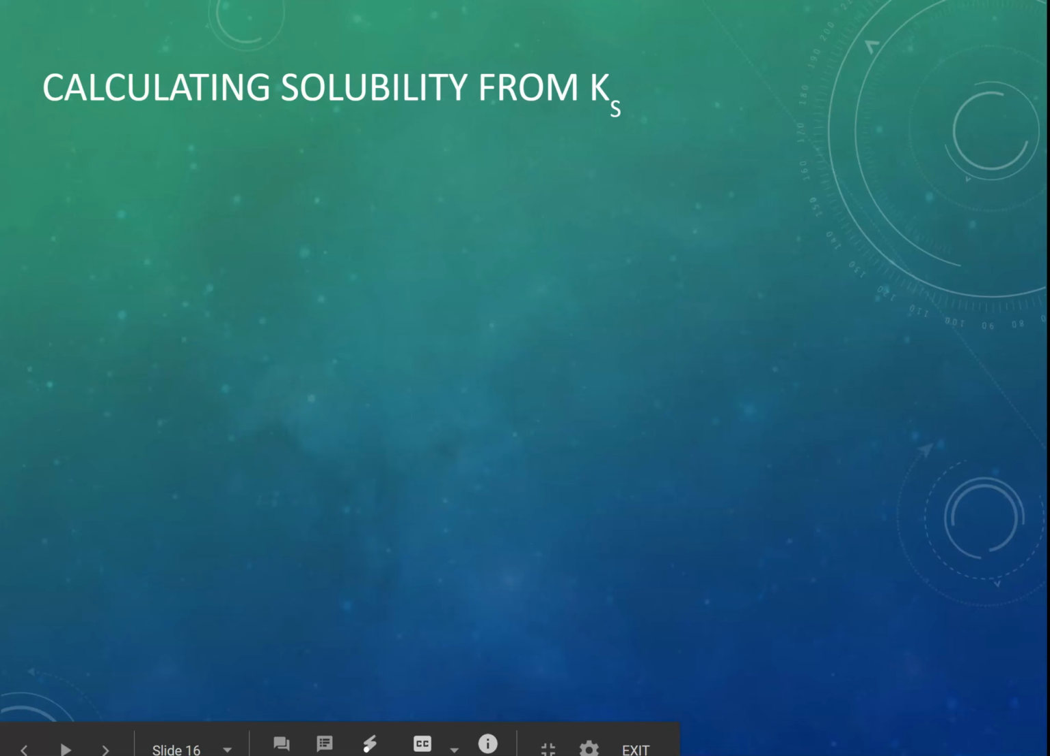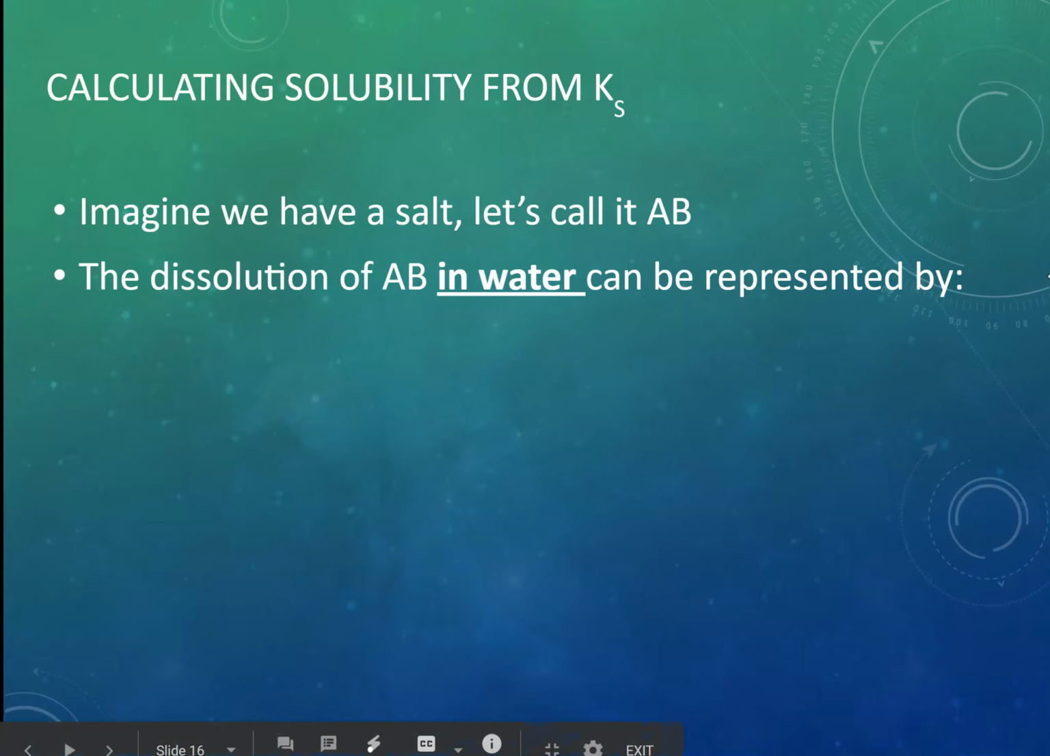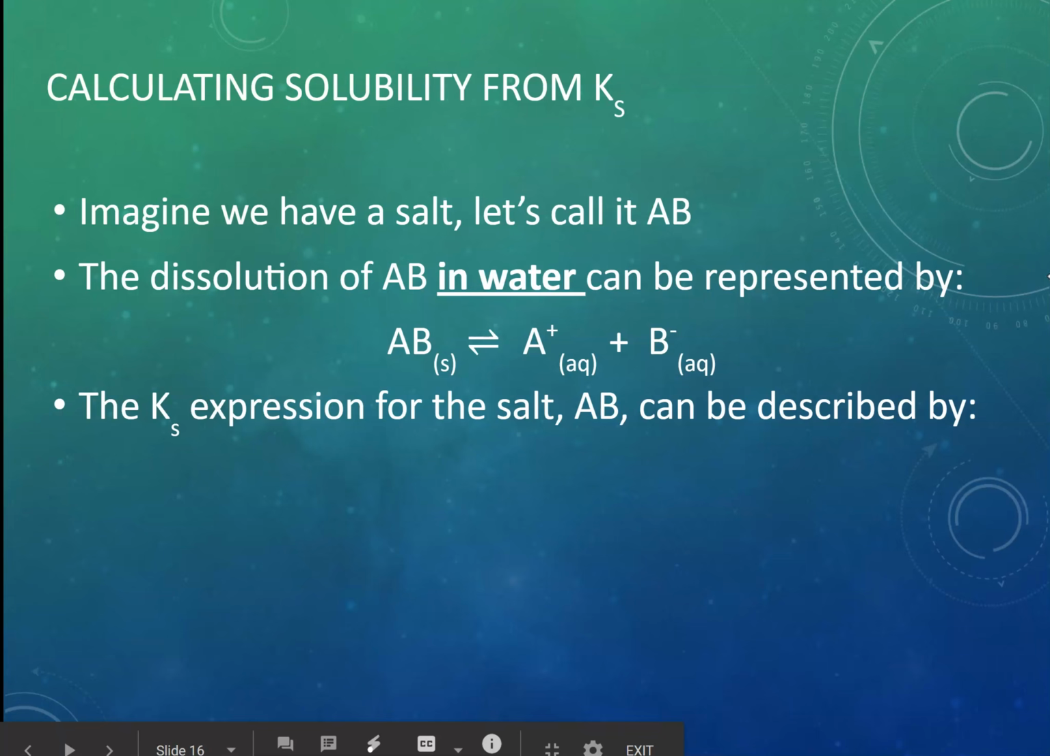Okay, so if we look at calculating solubility from the solubility product, Ks. So let's first off imagine that we have a salt. We're going to call that salt AB. So it's some amount of A plus and some amount of B minus. When we dissolve it in water, we can talk about this expression, where AB is in equilibrium with A plus and B minus. Now, we can also write the Ks expression, and I always recommend starting with the equilibrium equation and then the equilibrium constant expression. So Ks is equal to the concentration of A plus times the concentration of B minus.